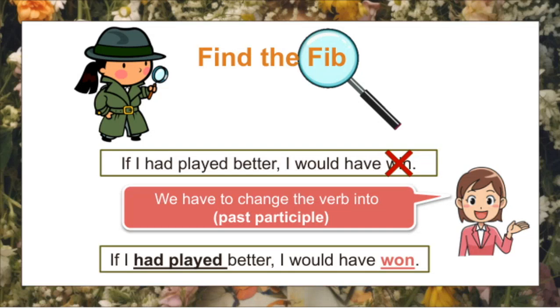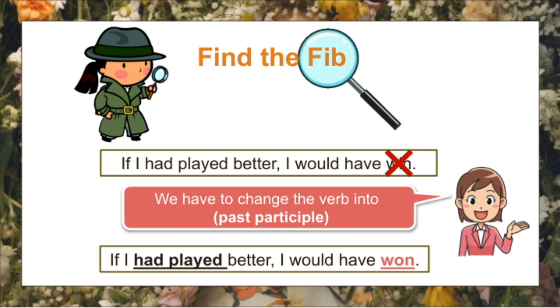All right, let's look at this sentence. If I had played better, I would have won. Now, notice here that after would have, we have the base form of the verb win. But in correct grammar, when we're using the perfect conditional, we need to use the past participle. So the correct sentence should be, I would have won. This is an important point because it highlights how the verb form changes in conditional sentences. Specifically, the third conditional, when we're talking about things that didn't happen in the past but are imagined differently.